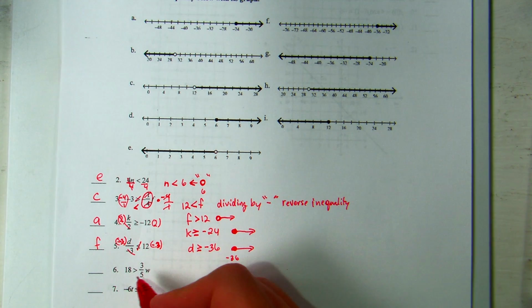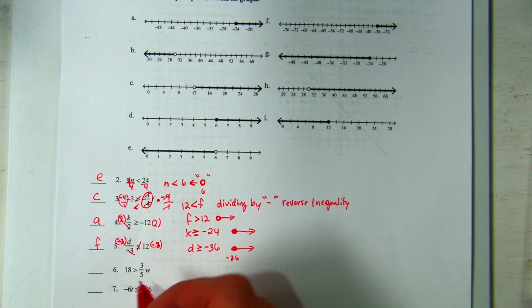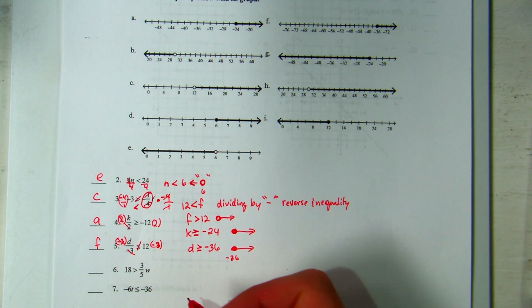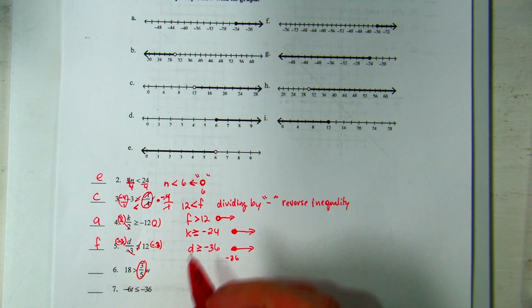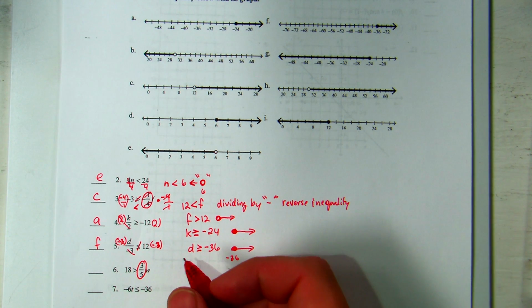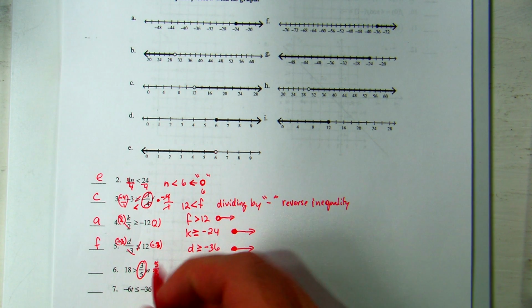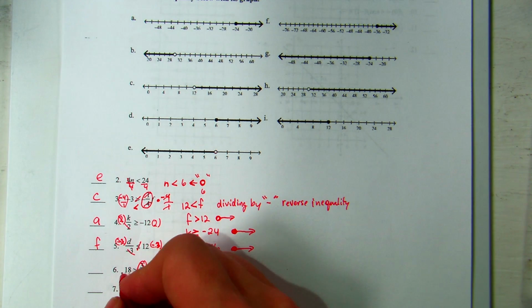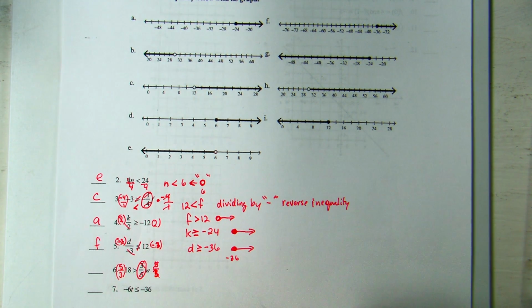All right, number 6, 18 greater than 3/5 W. How do we get rid of the fraction? Well, we're going to flip the fraction and multiply by that, right? We're going to multiply by the reciprocal. So we'll multiply by 5 over 3. That'll make the 5's go away and the 3's go away over here. And then we multiply by 5 over 3 on the other side.